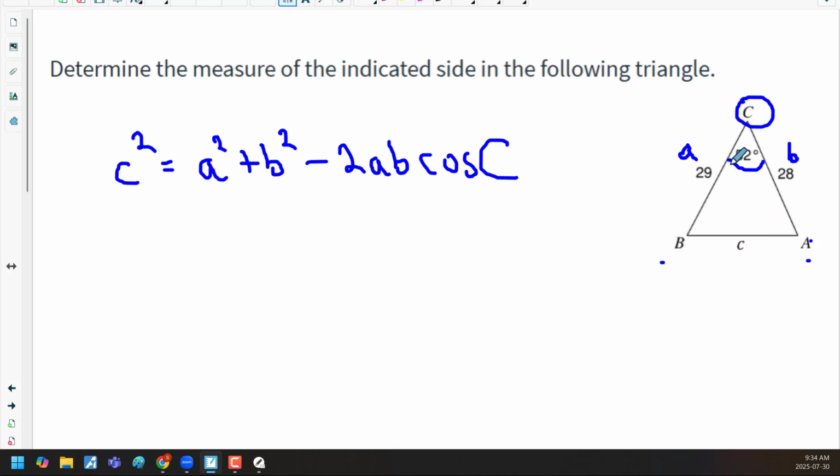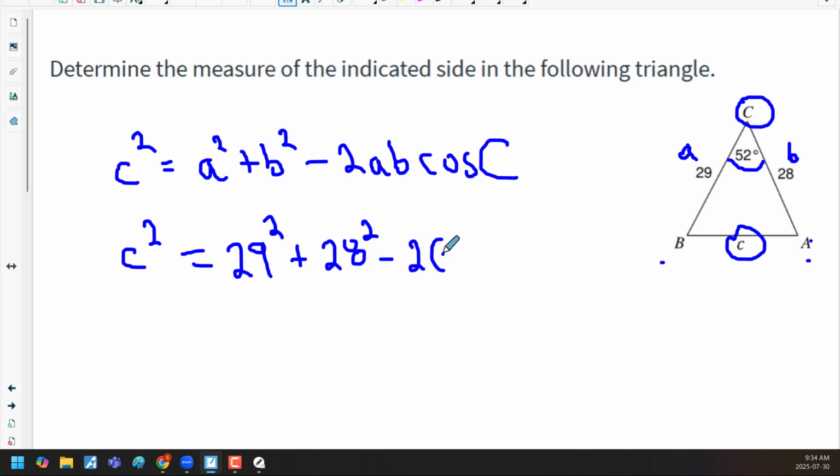So let's plug in the numbers now. C squared is our unknown. That's why we wrote it like this, because that's the one we're looking for. It's already isolated. Now, a is 29, so that's going to be 29 squared. And b is 28, so that's going to be 28 squared. Minus 2 times 29 times 28 cos, and remember it's capital C, so the angle is 52 degrees.